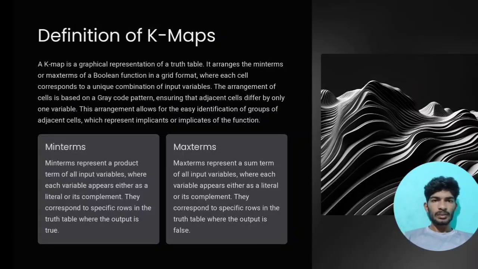Minterm. A minterm represents a product term of all input variables where each variable appears either as a literal or its complement. They correspond to specific rows in the truth table where the output is true. Maxterms. Maxterms represent a sum term of all input variables where each variable appears either as a literal or its complement. They correspond to specific rows in the truth table where the output is false.